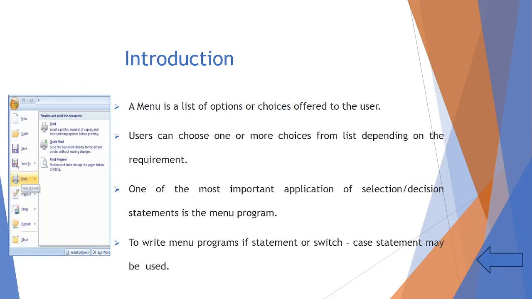A menu is a list of options or choices offered to the user. This particular menu is a GUI, graphical user interface. Users can choose one or more choices from the list depending on the requirement. One of the most important applications of selection or decision statements is to create menu programs, and to write menu programs, either if statement or switch case statement may be used.